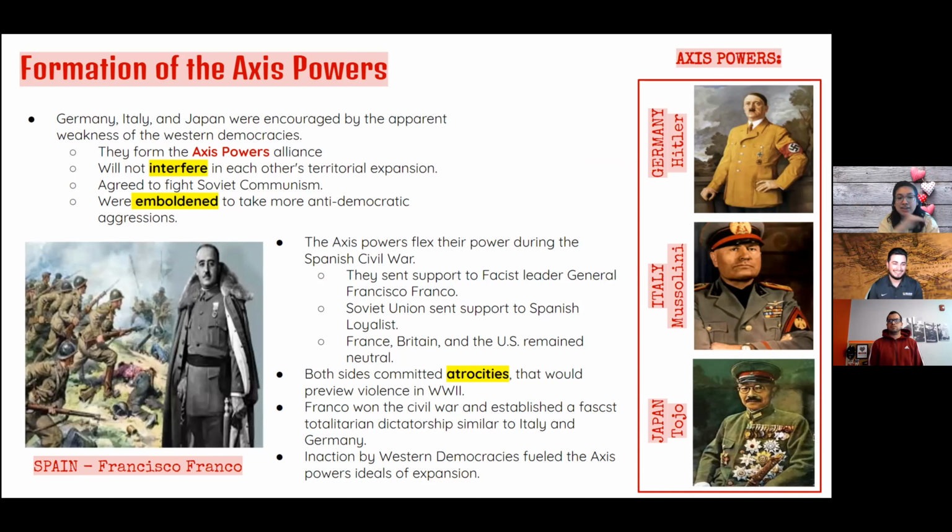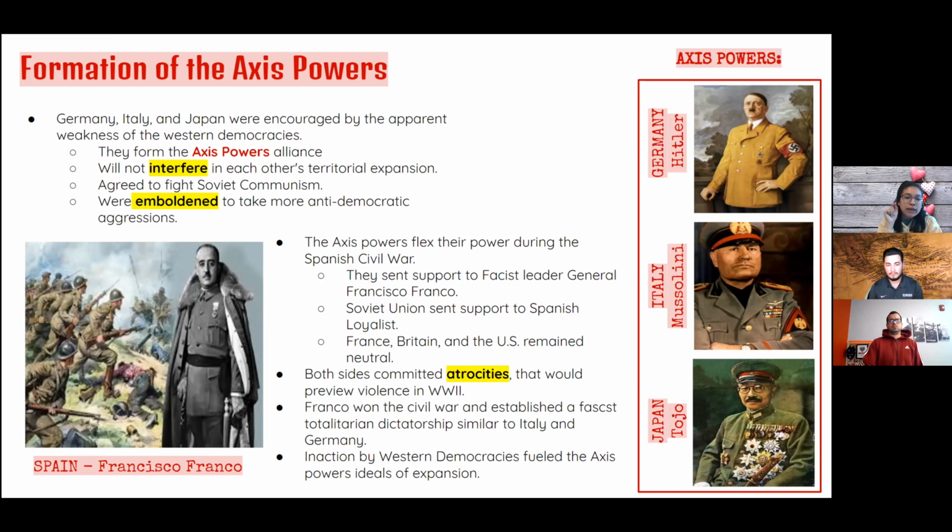They decide that they're not going to interfere in each other's territorial expansion. So they're going to gobble up as much of the world as they can, and they're just going to keep out of each other's own backyards. They agreed that they were going to do one thing, though, that they are going to fight communism. So they all turn their back on Stalin, and they decide just to join up together as the Axis powers.